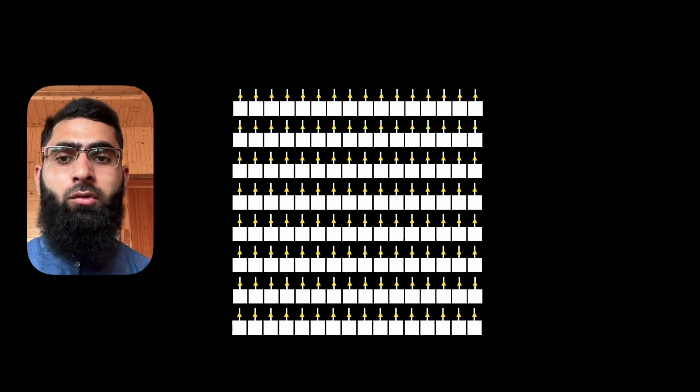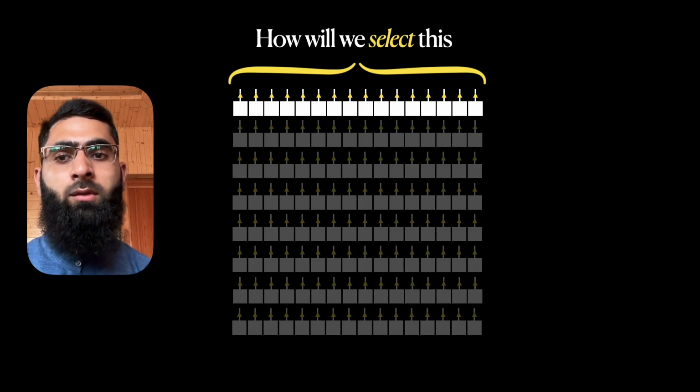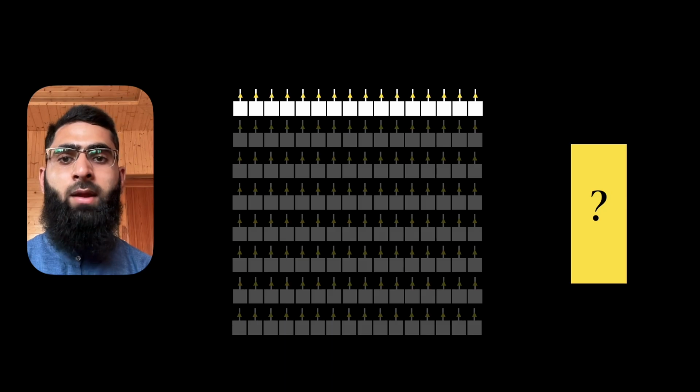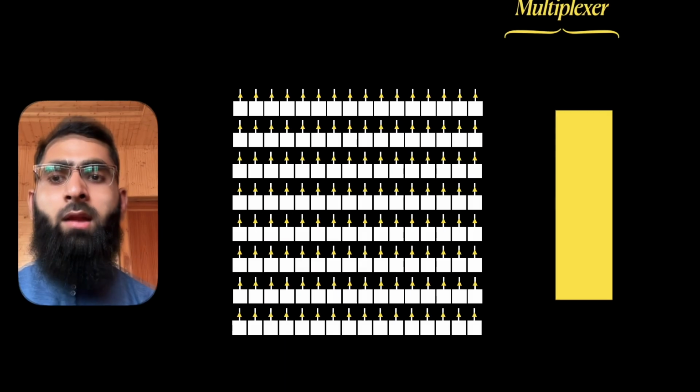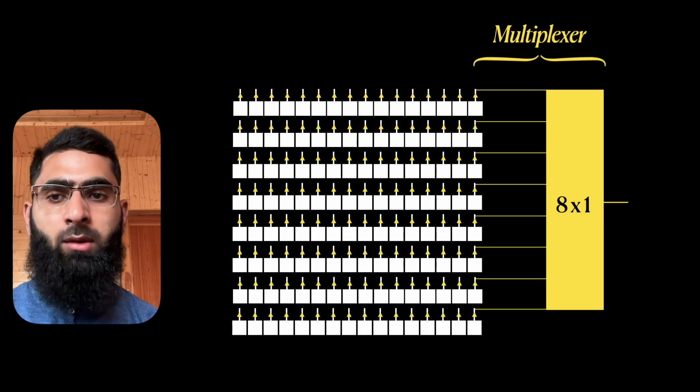The question you should ask is how we are going to select these registers, right? At the end of the day, the control unit wants to select one of these. So let's figure out what is our mystery solution to select these registers. Well, the answer is a multiplexer. So here's our 8 cross 1 multiplexer.